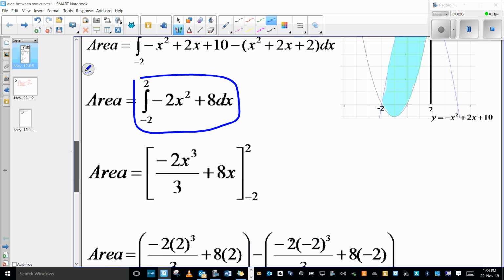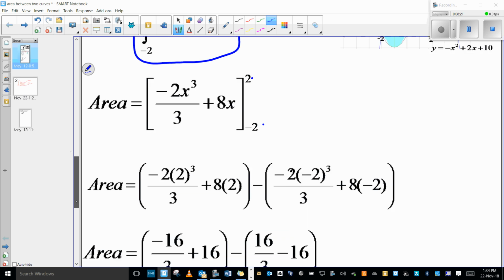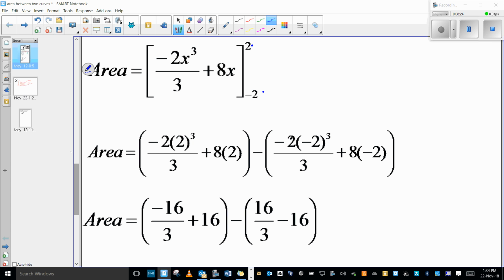So remember, we add 1 to the power and divide by the new power. When there's just a constant, we just add our x. No need for the c because it's the definite integral. And we put our limits at the edge, and then we substitute those values in. So, sticking a 2 in place of the x, and now -2, you get these values here.